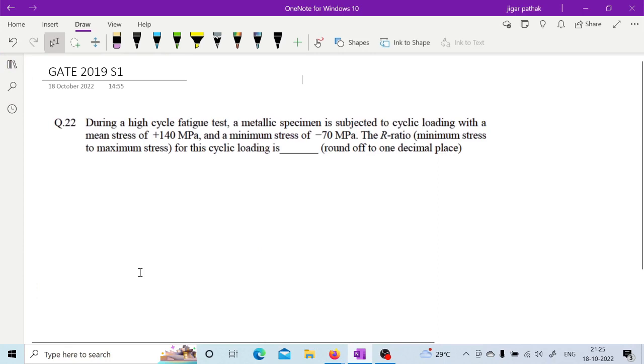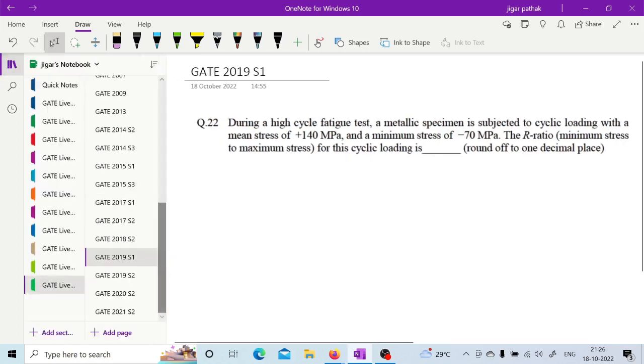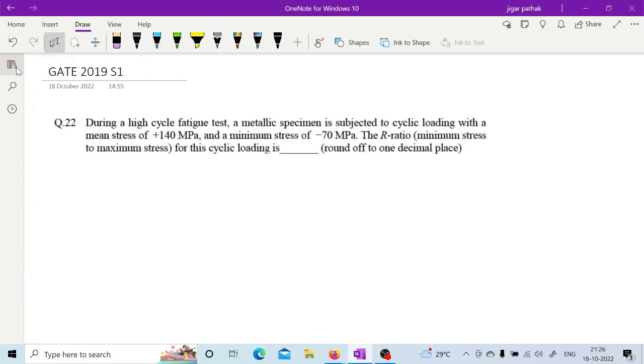So next is this: during a high cycle fatigue test, a metallic specimen is subjected to cyclic loading with mean stress of 140 megapascal, minimum stress of minus 70 megapascal. The R ratio. How many questions are left, sir? I guess let me check. 3 questions after that. It will not take that much time, 5 minutes, I guess. So this you can try.